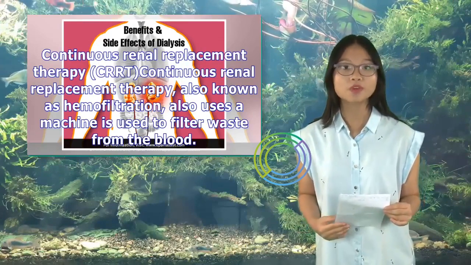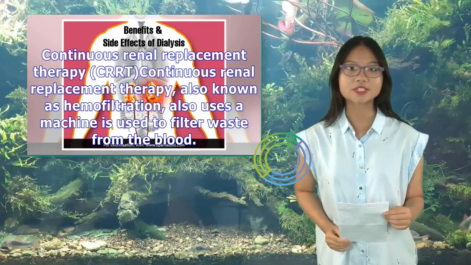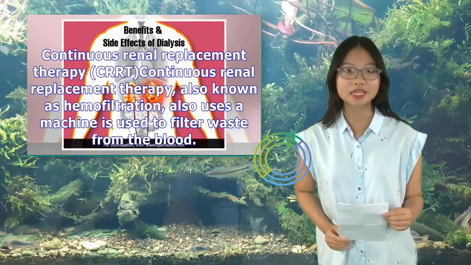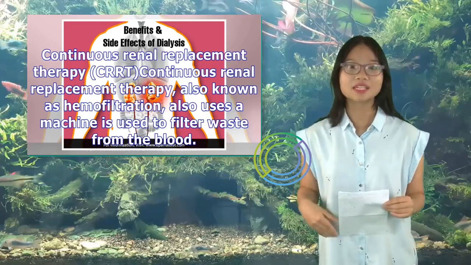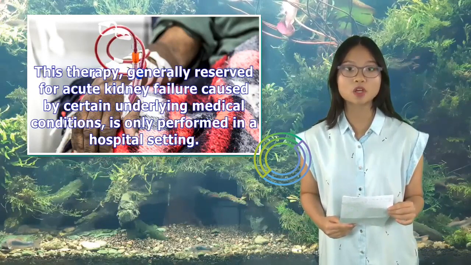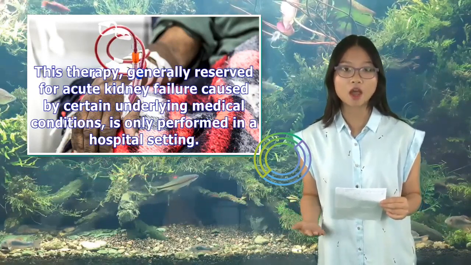Continuous renal replacement therapy, CRRT. Continuous renal replacement therapy, also known as hemofiltration, also uses a machine to filter waste from the blood. This therapy, generally reserved for acute kidney failure caused by certain underlying medical conditions, is only performed in a hospital setting.